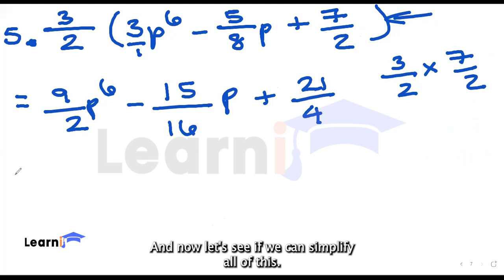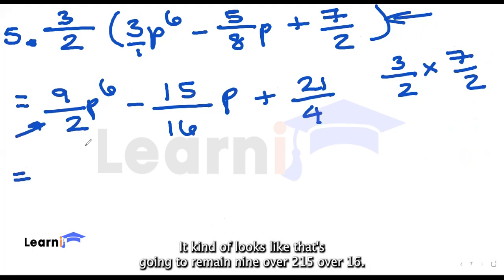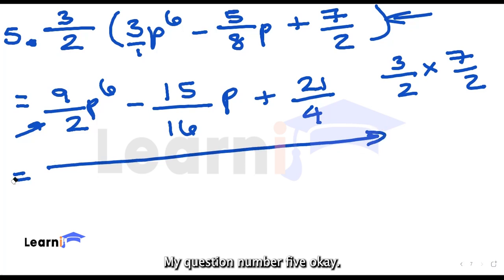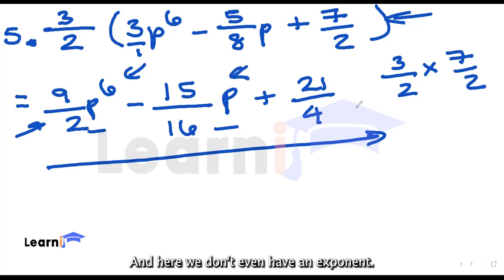Okay. And now let's see if we can simplify all of this. It kind of looks like that's going to remain 9 over 2, 15 over 16. We can't really simplify that. And 21 over 4, is 21 divisible by 4? I don't think so. It's 4, 8, 16, 20. Yeah, no. So this is our answer for question number 5. Okay, and do we have like terms? No, we have a trinomial with 2 of the same bases here, but remember these exponents are different, and here we don't even have an exponent. So these are all unlike terms.